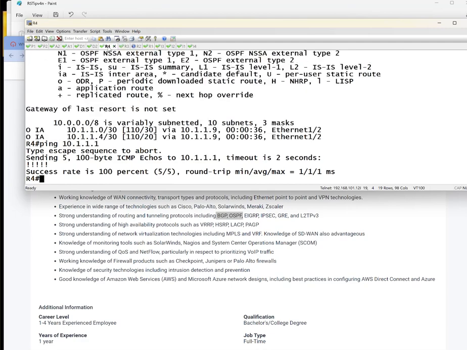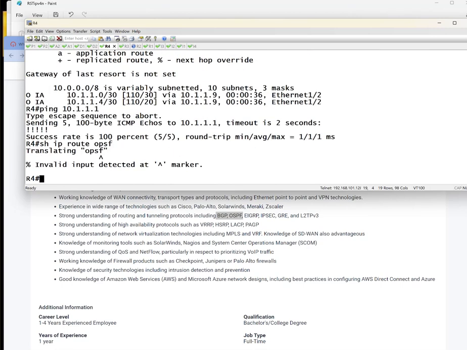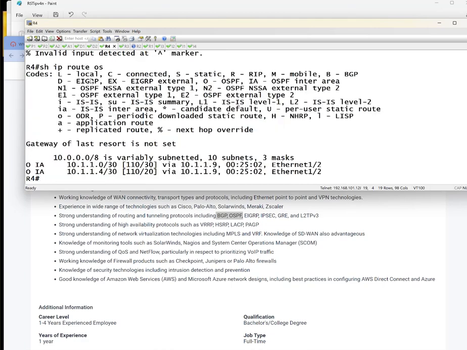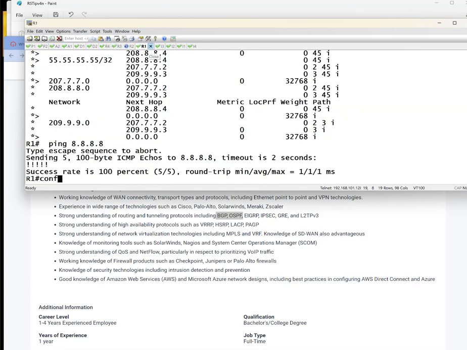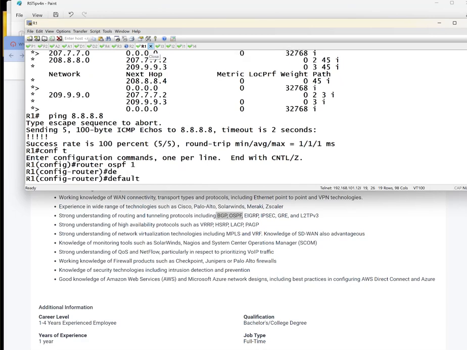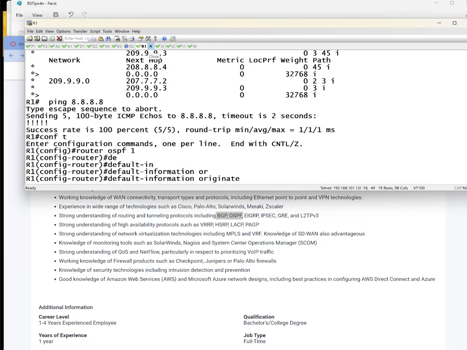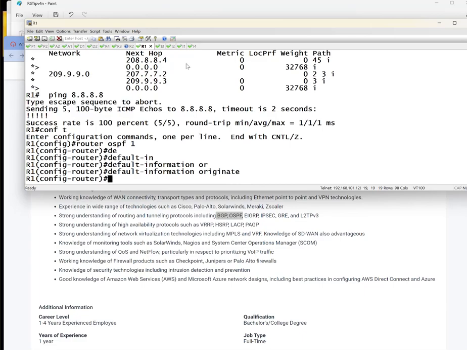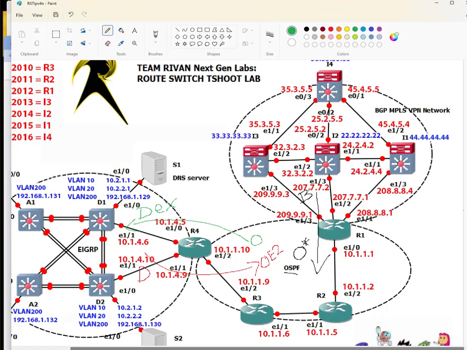Just to show you what's going to happen, go to R4. Show IP route OSPF. All we see are OIA. That's what we had earlier. We go to R1. We type config t, router ospf 1, default-information originate. This single command would send all of the BGP routes, all of it, into becoming a single OSPF route.